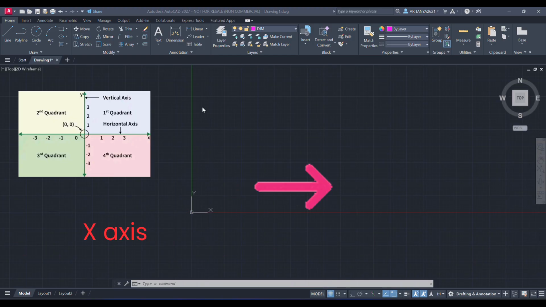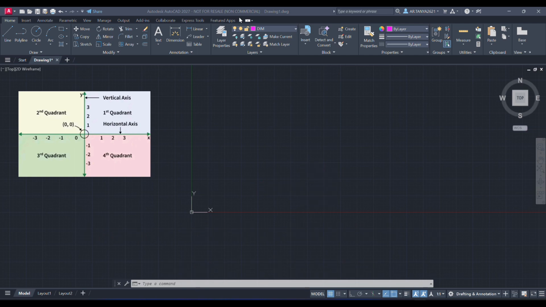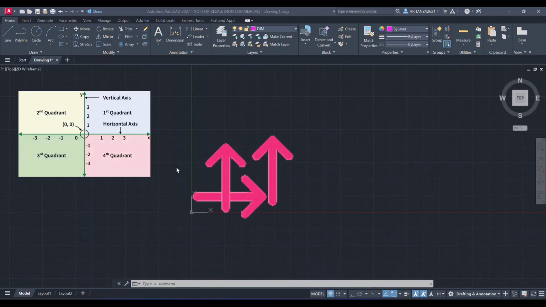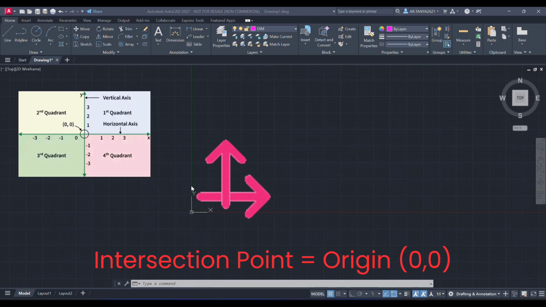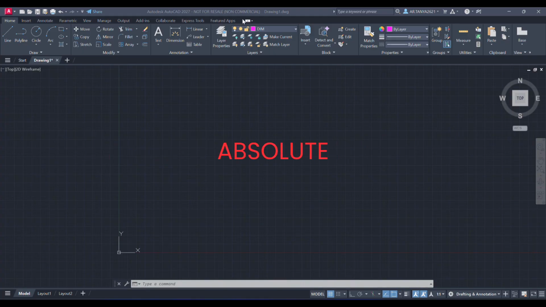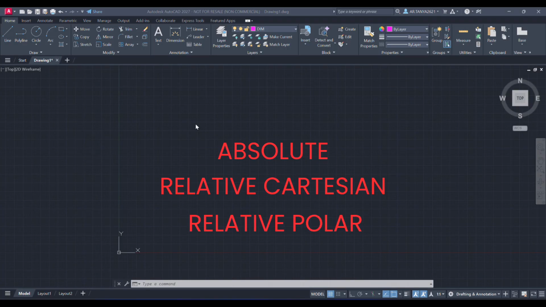The first coordinate, that is the x-axis, tells AutoCAD how far to move in the horizontal direction. The second axis, that is the y-axis, tells AutoCAD how far to move in the vertical direction. Their intersection point, which is called the origin, is written as 0,0. We have three input methods: absolute, relative Cartesian, and relative polar. Let's understand these by examples.